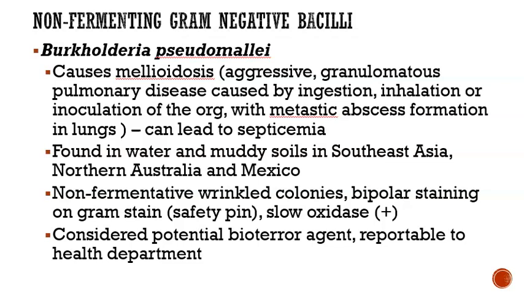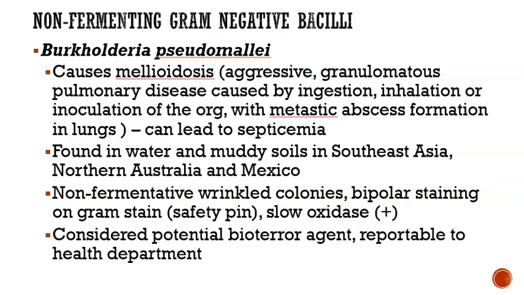Next is Burkholderia pseudomallei. This one causes a disease called melioidosis, which is an aggressive granulomatous pulmonary disease caused by ingestion, inhalation, or inoculation of the organism with metastatic abscess formation in the lungs. That disease can lead to overwhelming septicemia. It's found in water and muddy soils in Southeast Asia, Northern Australia, and Mexico.